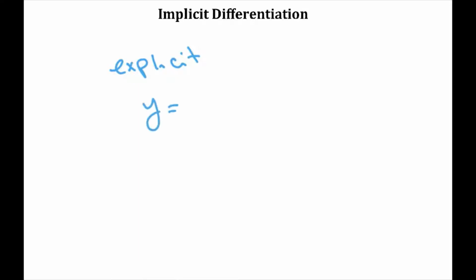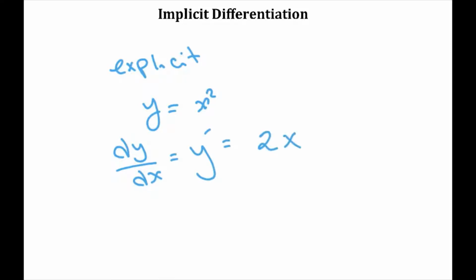So for example, if I have y equal x squared, and I want to differentiate that y for x, I'm going to say dy over dx, or I can say y prime equal to 2x. So explicit differentiation is basically when you just have a normal y function, y equals something. So it's a function explicitly in terms of x. And you have to use, for example, the chain rule or the power rule to differentiate with respect to x.